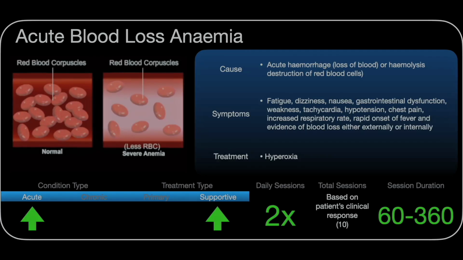The use of hyperbaric oxygen therapy within the context of acute blood loss anemia relies on hyperoxia, where the increase in oxygen concentration in the blood facilitates maintenance of the patient's hemostasis up to the point that the patient can respond to other treatment modalities. These patients are exposed to 2 sessions of hyperbaric oxygen therapy per day, and the response will determine how many sessions the patient would have.